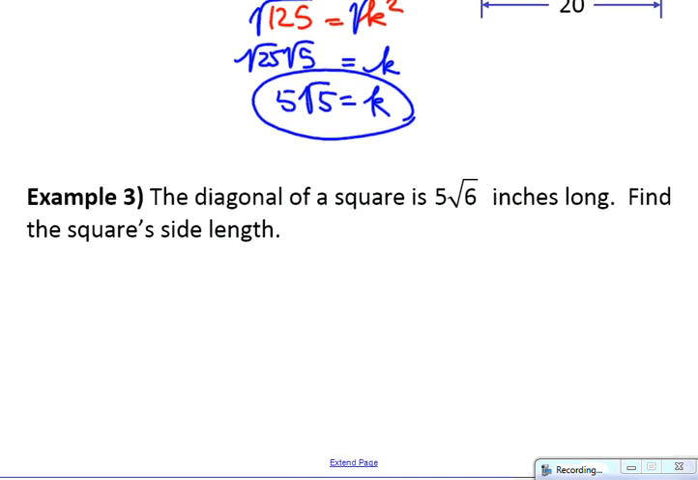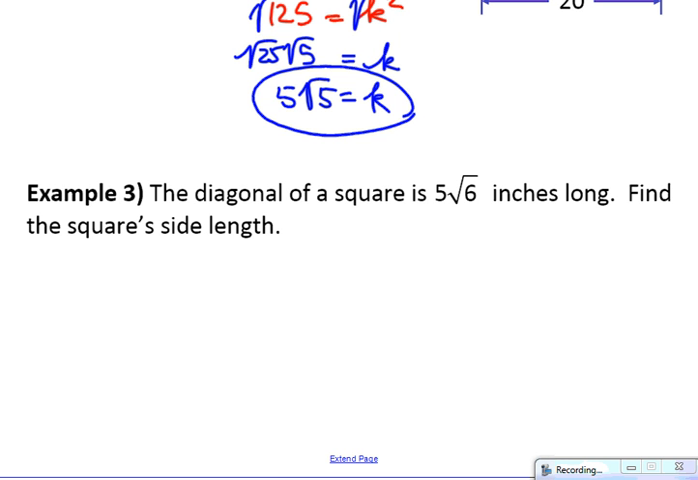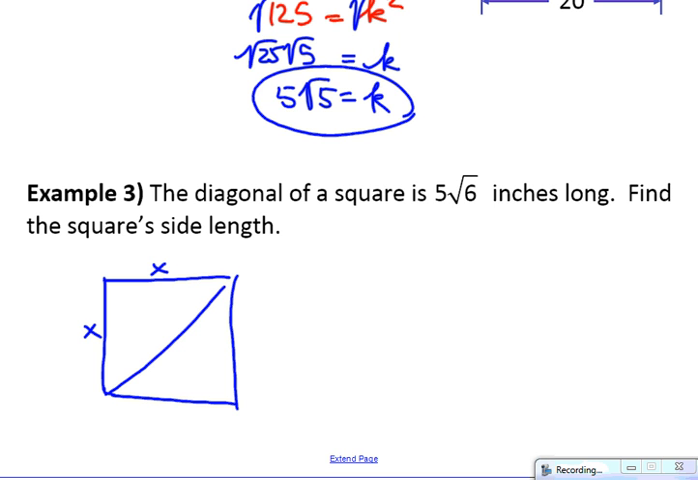Let's do one more example in this video notes. I have the diagonal of a square that's 5 square root of 6 inches long, and find the square side length. So, all right, so we've got a square. So what do we know about squares? Correct, the sides are all the same, but we don't know what the sides are, so we'll call them x. I know that the diagonal in a square is 5 radical 6 inches long. So since it's a square, we know that this has a right angle. And so you can see the right triangle that we're going to be working with here.